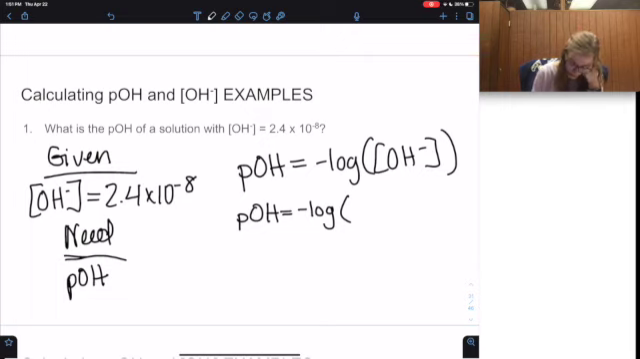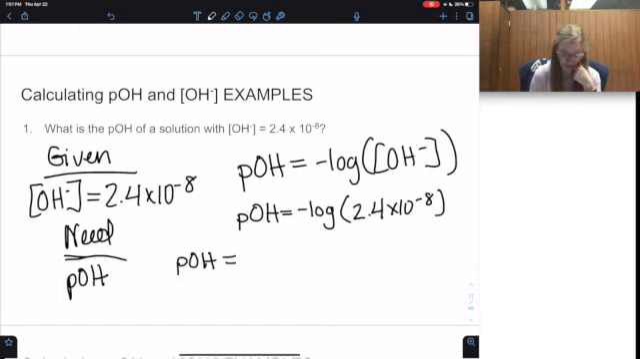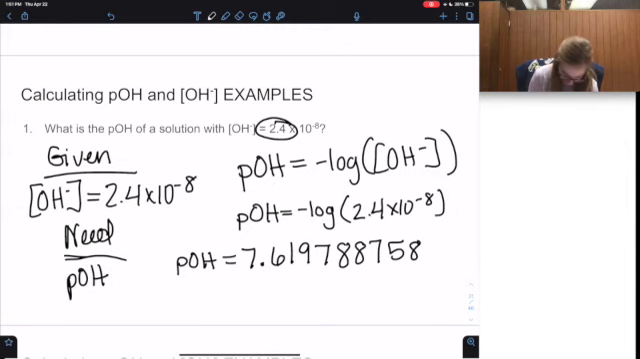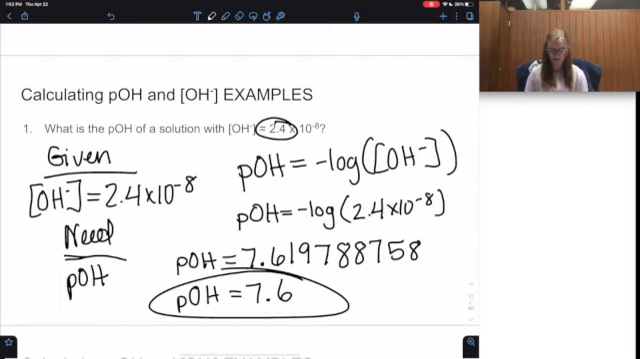I will say that pOH equals minus log 2.4 times 10 to the minus 8. I can go ahead and plug that into my calculator. If I do that, I get that the pOH is 7.619788758. Big number. Of course, we have to make sure that we put that in the correct number of sig figs. Here, again, 2 sig figs in 2.4. So I'm going to go ahead and say that my pOH equals 7.6. So that'll be my final answer.